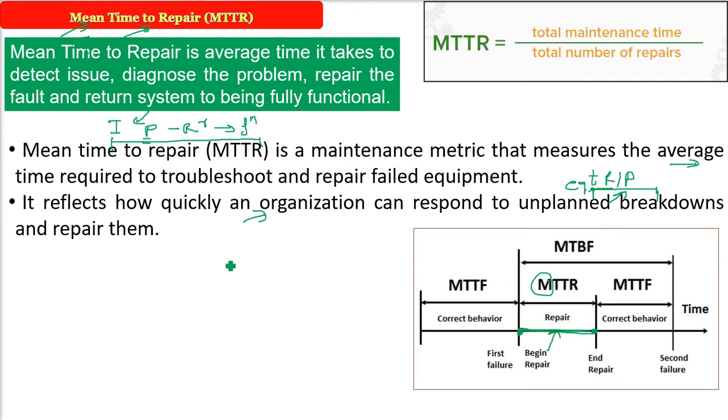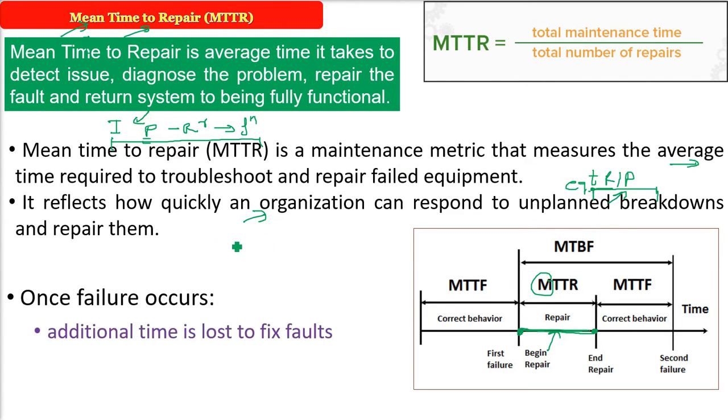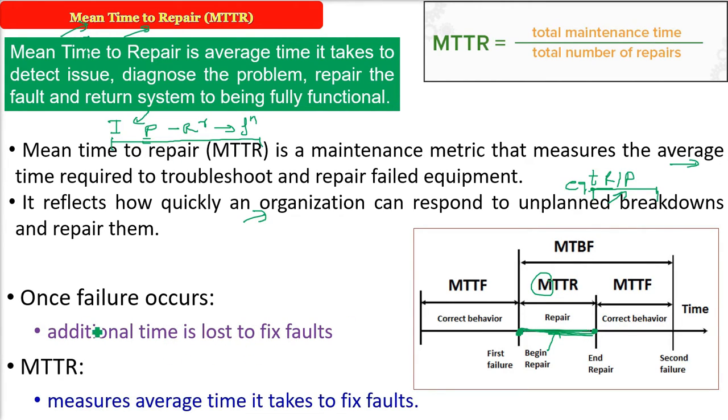So as I said, once a failure occurs, what are you going to do? There will be additional time to fix the fault. So this MTTR is finally the measure. It finds out the average time it takes to fix the faults. Let us take an example to understand the MTTR. This is equal to total time spent repairing divided by the number of repairs.